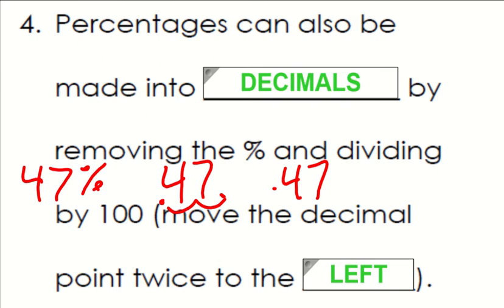Anybody know how to properly say that decimal? 47 hundredths. And 47 hundredths is also how you would probably say that fraction, right? Do you see how this is all equal? With decimals, you've got the ths at the end. Always.